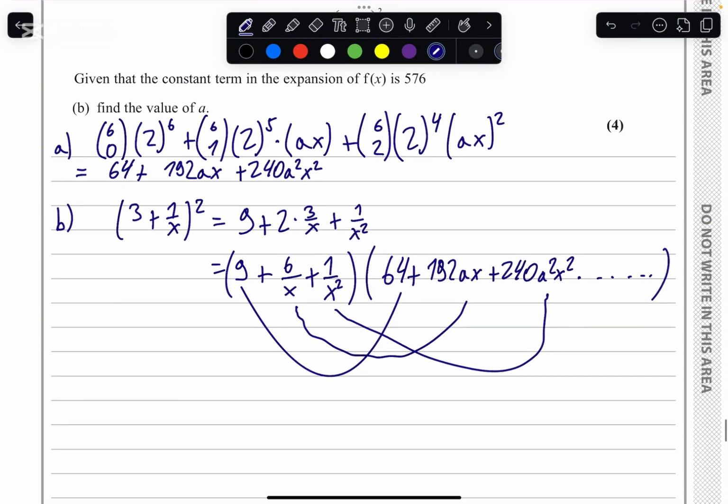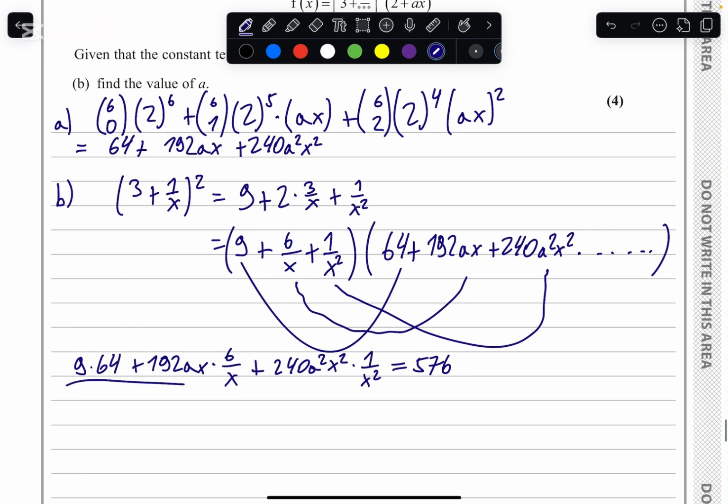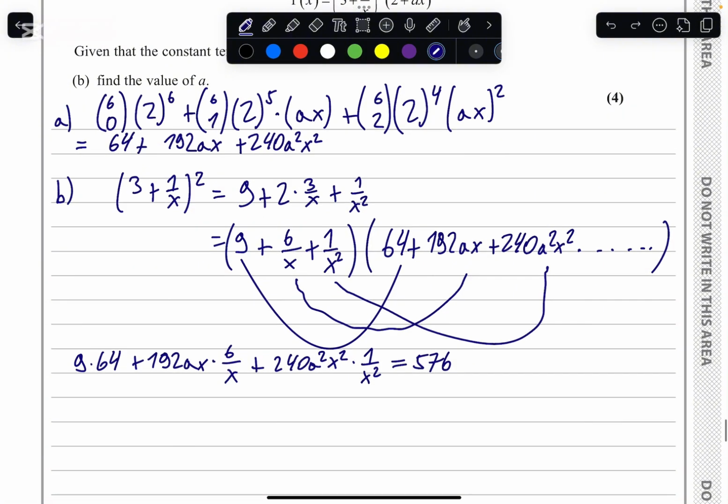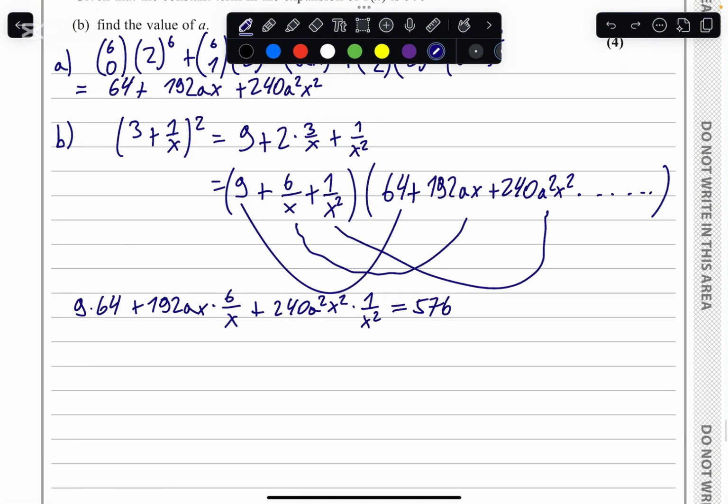So we find that 9 times 64 plus 192ax times 6 over x plus 240a squared x squared times 1 over x squared is equal to 576. All this will give us the constant term. So 9 times 64 is 576.